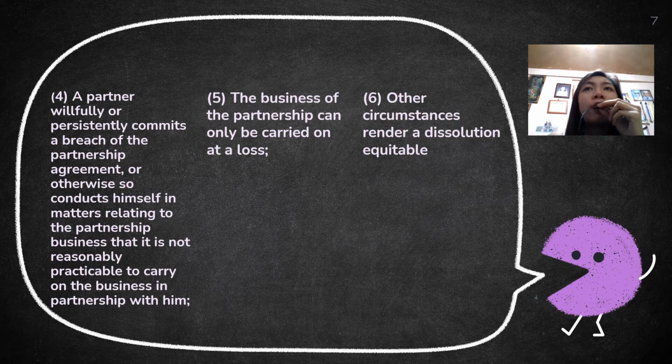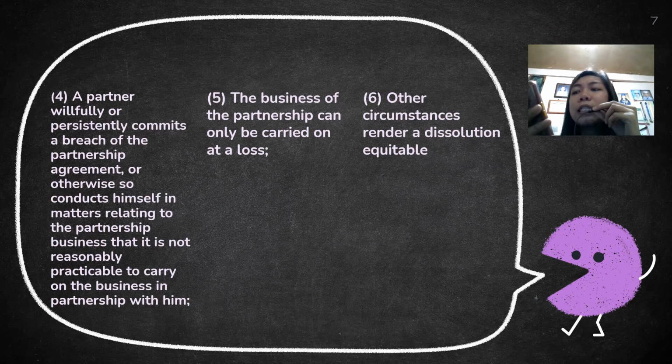Lastly, other circumstances render a dissolution equitable. According to the book, this is a catch-all provision for other grounds of judicial dissolution not mentioned above, so long as this can be proven in court. Other than the fifth, other circumstances that will subject the partnership to judicial dissolution can render a dissolution equitable. Note that there can be judicial dissolution if the continuation of the partnership has become inequitable, like what was said in the last part, where the partner has not contributed at all.